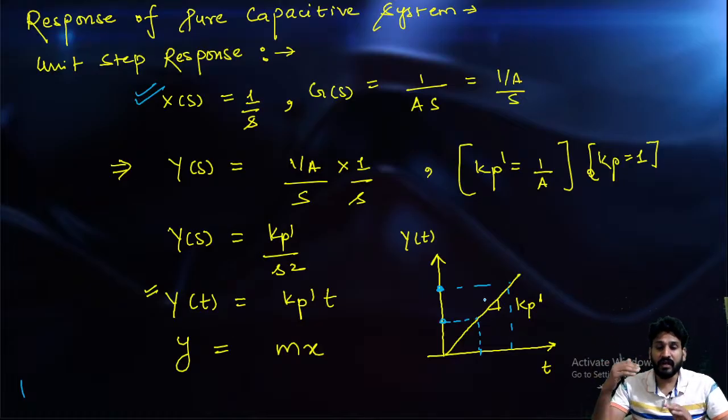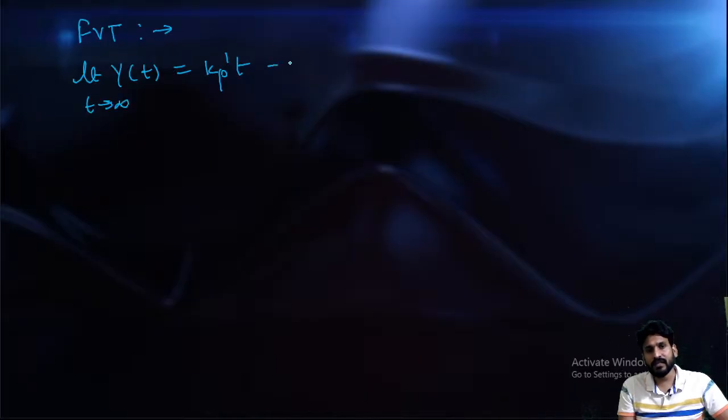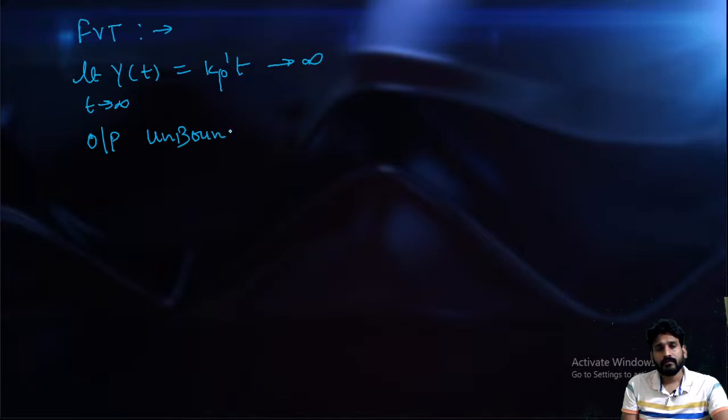Means my system is not controllable on its own. Why? Because there is no resistance term at all. If you find the final value of this output, it is obviously Kp into T. If you put T tends to infinity, then the value tends to infinity. This output is unbounded.